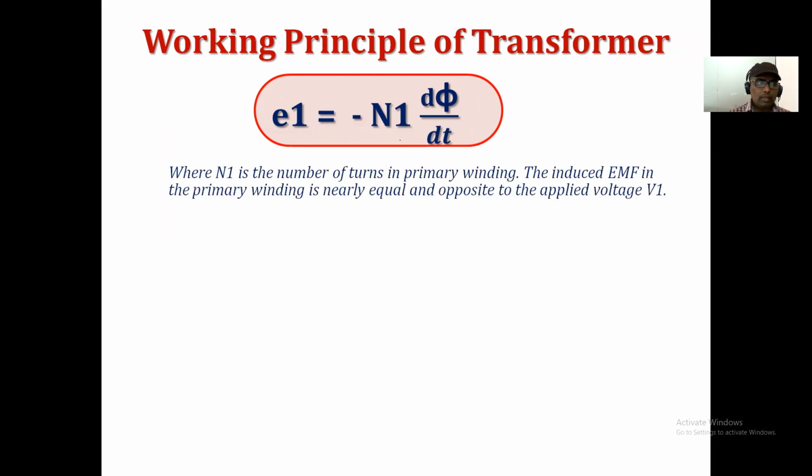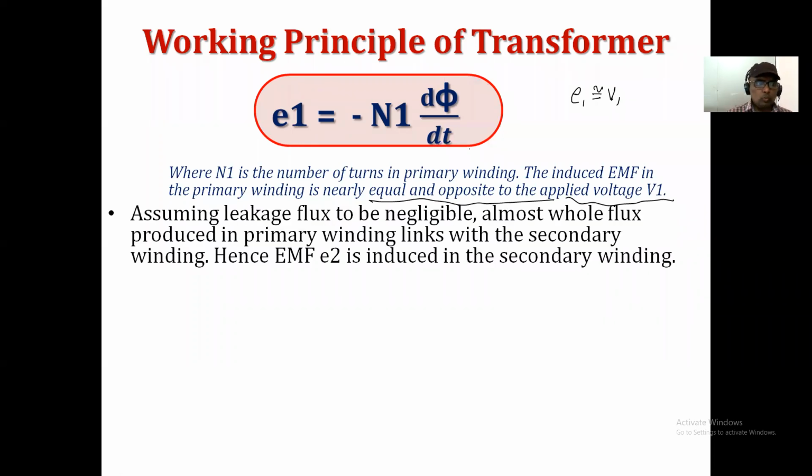Now, where N1 is the number of turns in the primary winding, the induced EMF in the primary winding is nearly equal and opposite to the applied voltage V1. This is a very, very important line. Equal and opposite to the applied voltage V1. Get it, my friend? So this E1 is always approximately equal to V1, assuming leakage flux to be negligible.